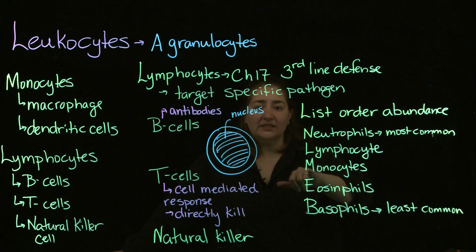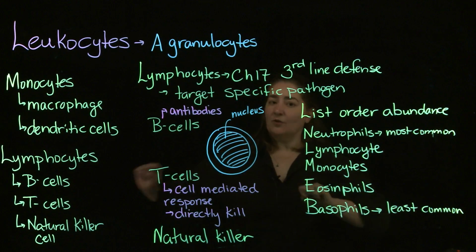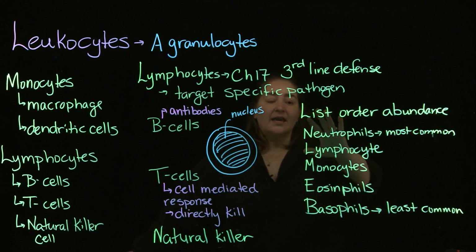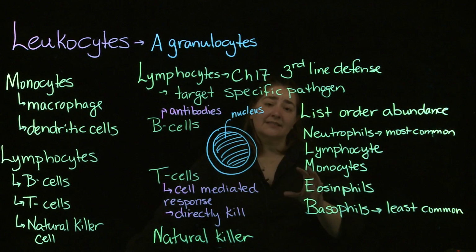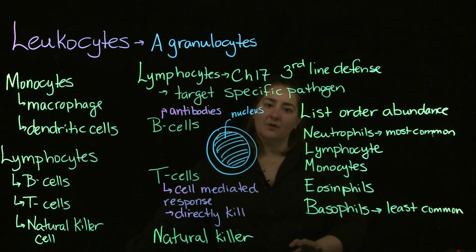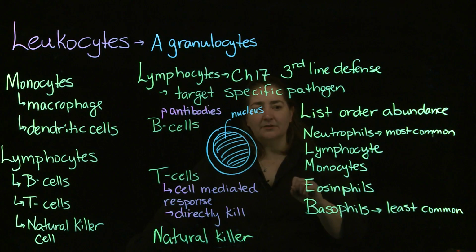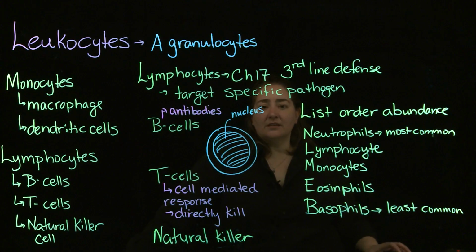Never let monkeys eat bananas. That puts a visual in your head of a monkey being kept away from a banana. When you put things together that are a little bit silly like that, it helps you remember terms and it can help you remember order. So be able to list for me the order of abundance of our white blood cells: neutrophils, lymphocytes, monocytes, eosinophils, and basophils. Thank you for your attention.